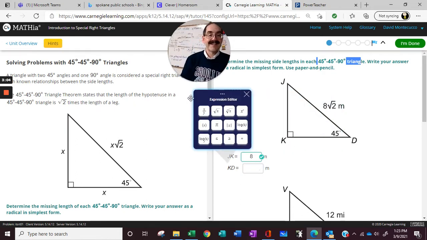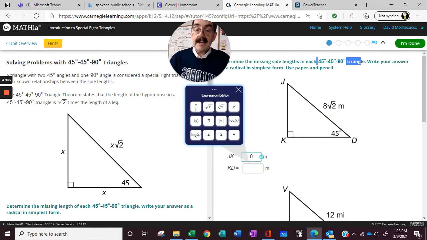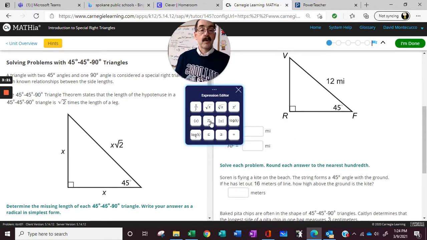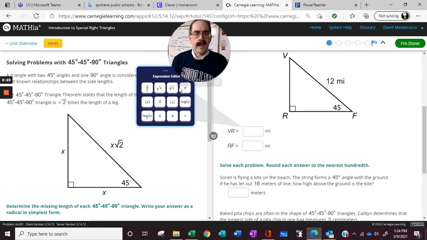Isn't that cool? KD, it's a square, so it's got to be the same thing, right? I'll complicate it just so you see it: 8 radical 2 over radical 2. But it's a square, so we know that it was 8 and 8. Okay, VR, again, we're going to divide it out.